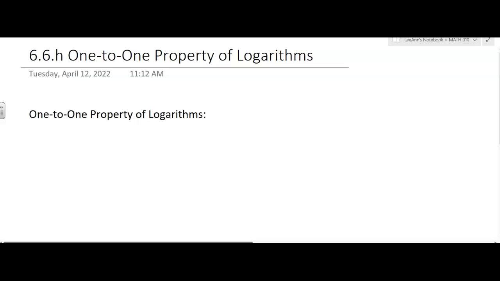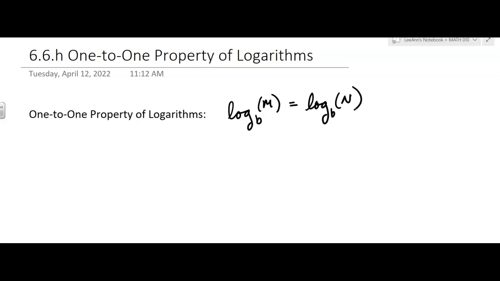Okay, so now we're going to talk about the one-to-one property of logarithms, and it's very similar to the other one-to-one property we had of exponential equations. So if we have a log base b of some argument m, and it equals log base b of some argument n, and that's all you have, you don't have anything being added or subtracted or anything like that, you just have the log on this side to the same base as the log on that side, well, then the arguments have to be equal to each other. If those two things are going to be equal, then m equals n.